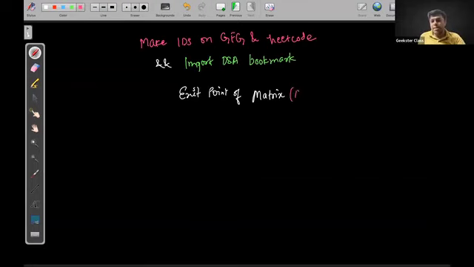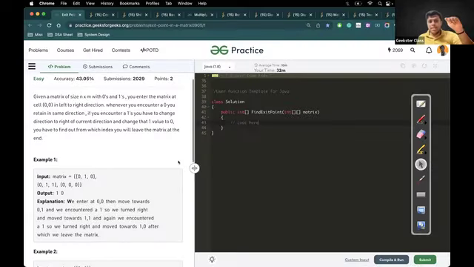What is a binary matrix? Either the elements will be zeros or the elements will be one. So if we are given a binary matrix where every element will be either zero or one, we will be starting from the 0,0 cell, that is the top left corner, and whenever we encounter zero, we move in the same direction. Initially, we are moving in the rightward direction.